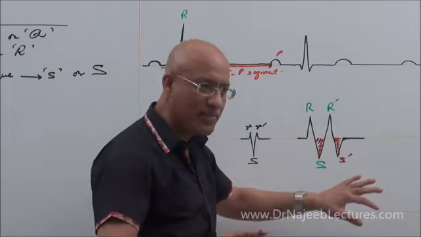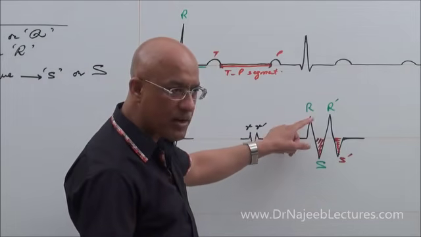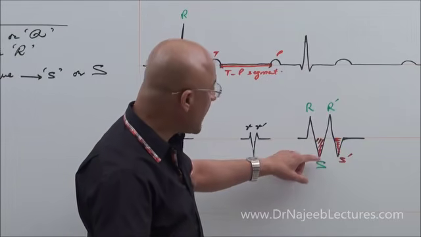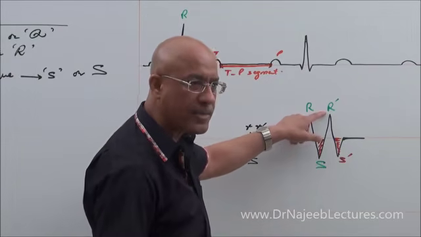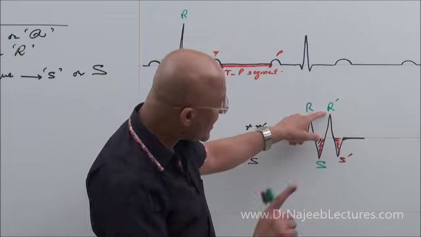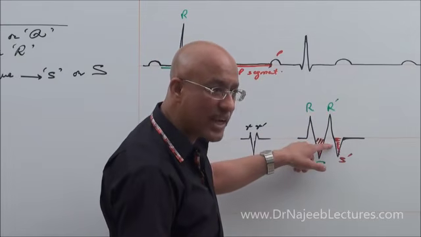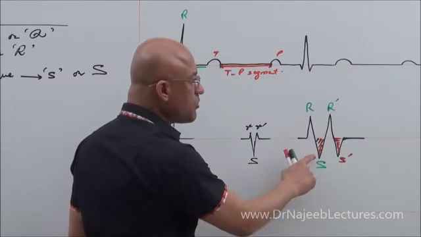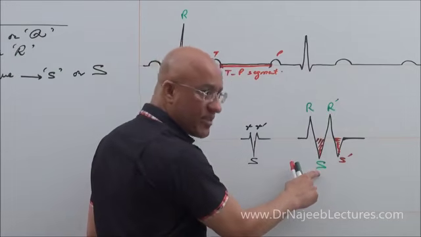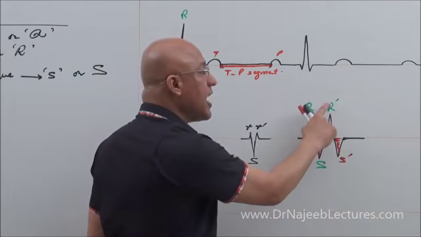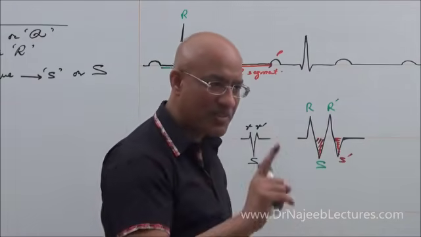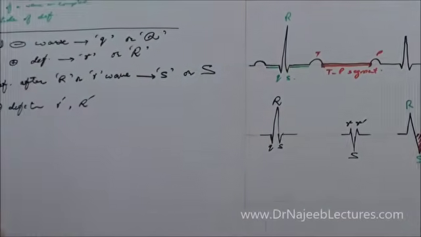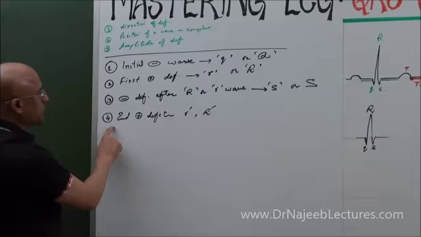Then we go into further detail. Again, the first positive is R wave, followed by a negative which is S wave, again followed by a second positive deflection, that is R prime, and then followed by another negative after the R prime, that is S prime. So the negative wave after the R is S, and the negative wave after the R prime is S prime. Is it clear? Any question?